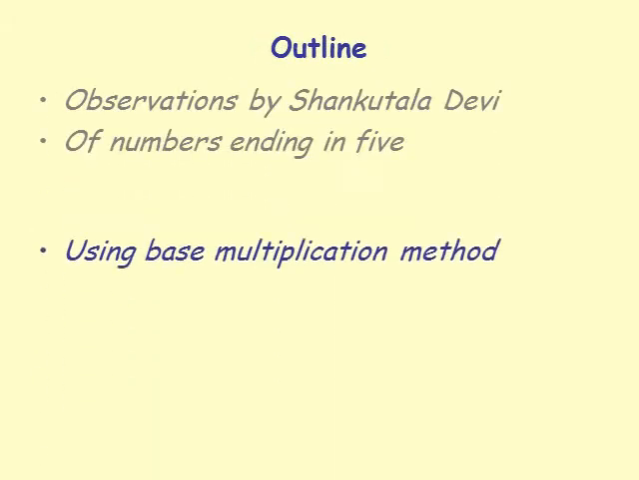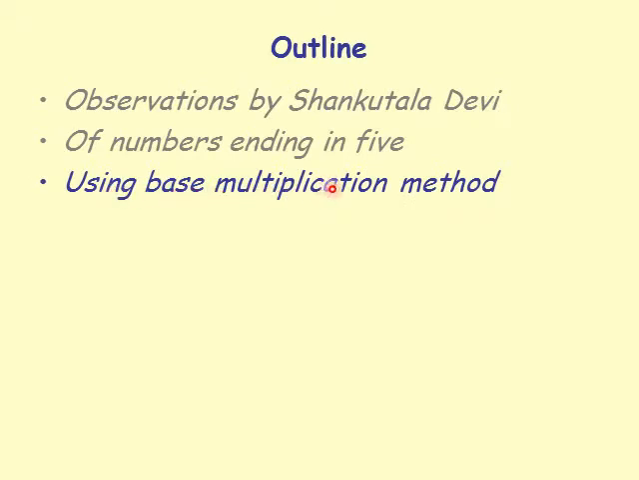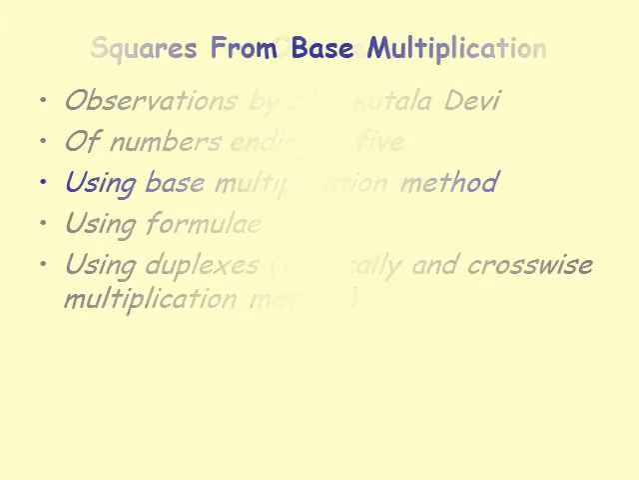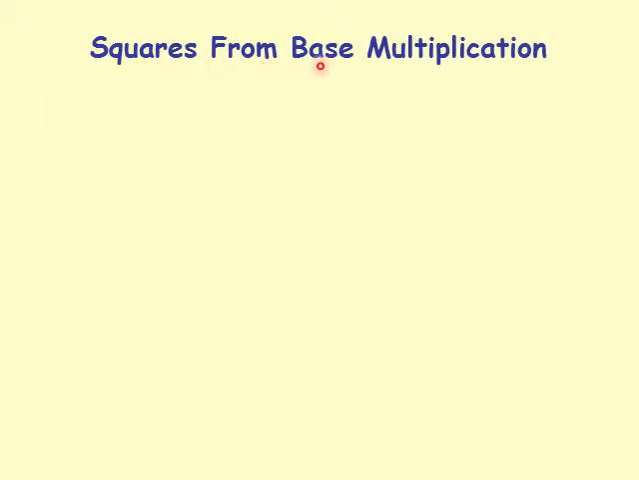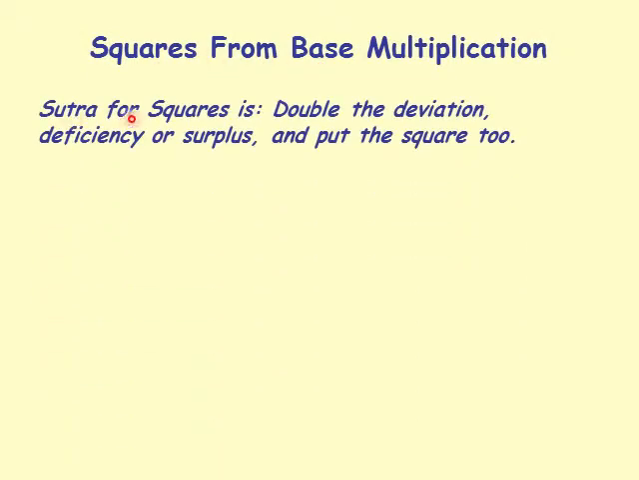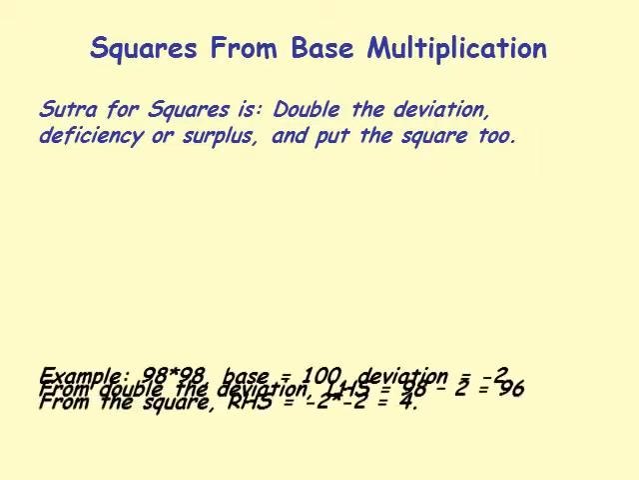The next section is using the base multiplication method. Squares using the base multiplication method. Let's continue here. From base multiplication. Let's continue. The sutra for squares is: double the deviation, which might be deficiency or surplus, and put the square too. So in simple words, we are going to double the deviation and put the square too. Let's see how we are going to apply that.